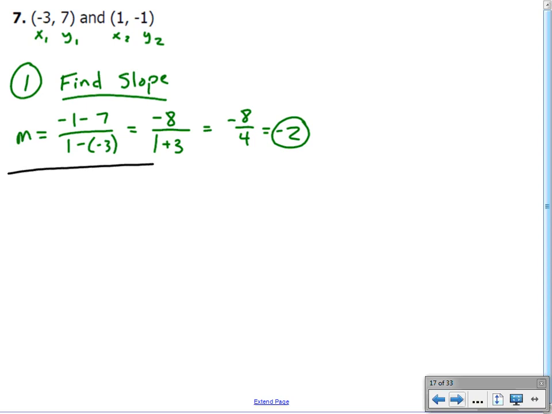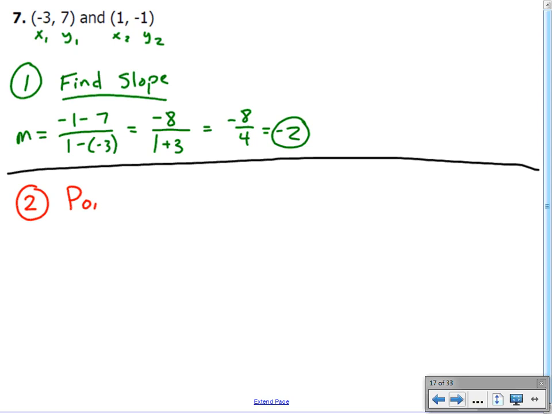Okay, so there's the first important piece of information. Now, we're going to take that slope that we just found, point slope form, along with one of the points that we started off with, to actually write our equation. So I'm going to write down what I know.